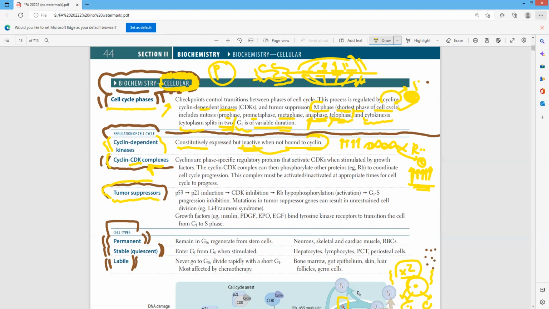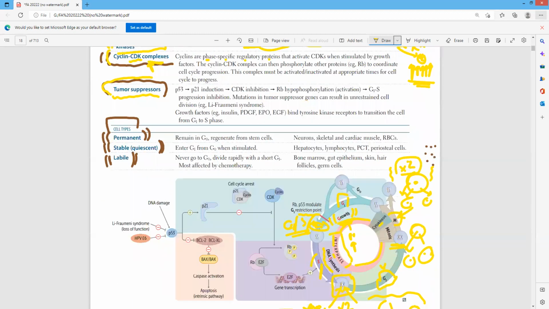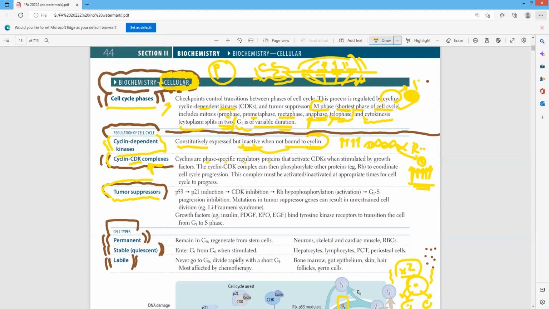But when bound to cyclin, we will find the cyclin with cyclin-dependent kinase complexes. To activate them, cyclins are phase-specific regulatory proteins. As I told you, we will see their function right now. That activates cyclin-dependent kinase. These kinases are dependent on cyclin. It will activate cyclin-dependent kinases when stimulated by what? By growth factors. Remember here, growth factors. Insulin.